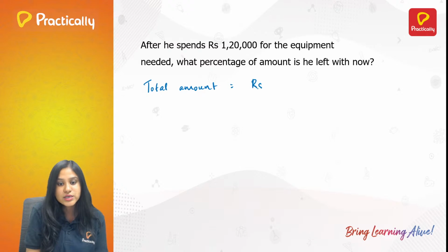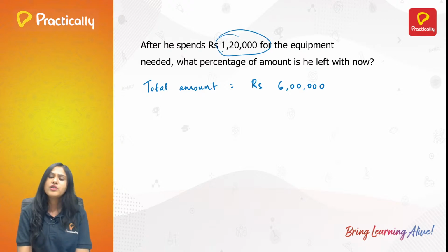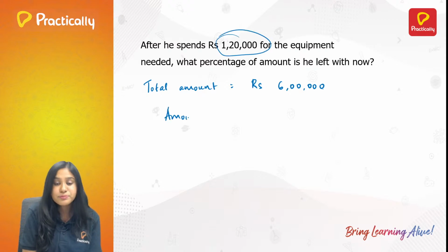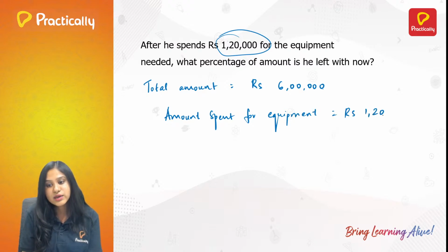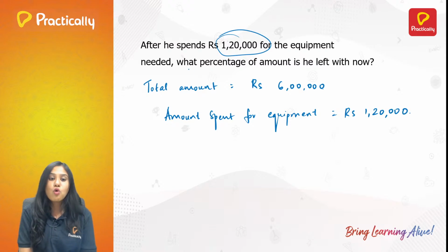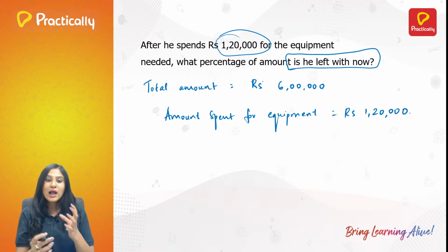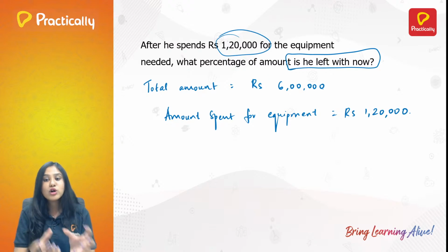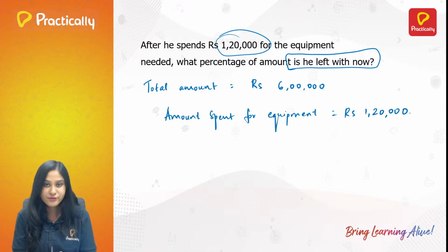Total amount is rupees 6 lakh. And after he spends 1,20,000 for the equipment, the amount spent for the equipment is how much? Rupees 1,20,000. Now, what percentage of amount is he left with now? What do you have to do first? You should find the amount left with him. Then we can find the percentage of amount left with him, correct?